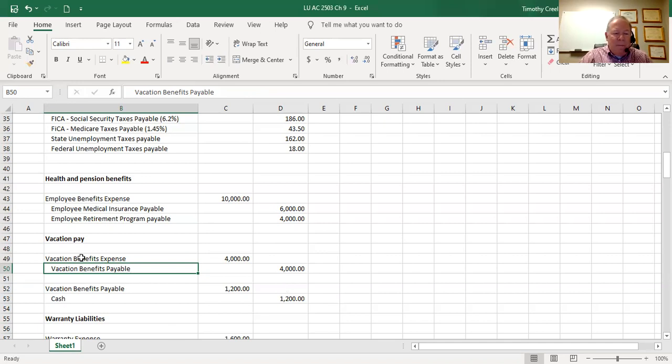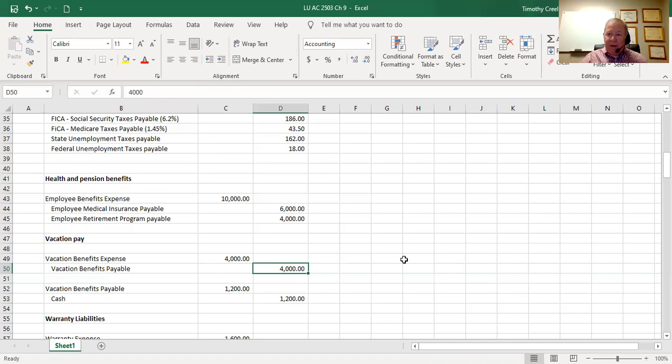So in this example here, you see a company is debiting vacation benefits expense for $4,000. They're crediting vacation benefits payable for $4,000. They've basically set aside $4,000 for this period due to earned vacations by employees. And then whenever an employee actually takes some time off, they would debit vacation benefits payable and credit cash, and this cash would be what would be paid to the employee for their vacation pay.